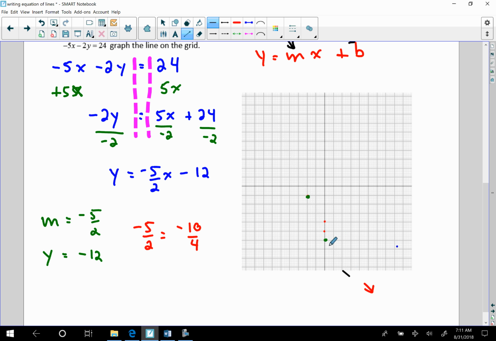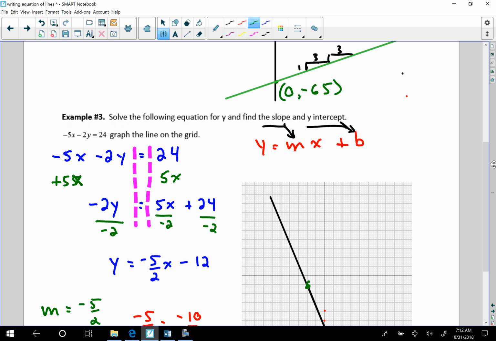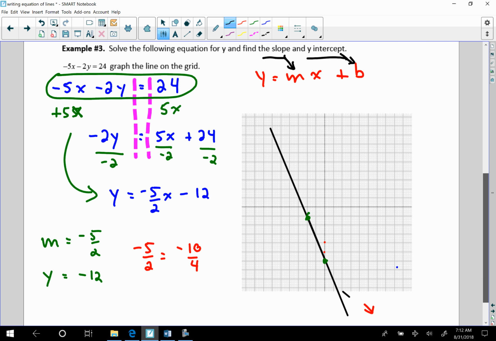I didn't get a very good line through those points. Maybe that was a little bit better. So that's the line that goes through those 2 points. That's the graph of the line. So I started out with a line that was written in this form. I wrote it in slope-intercept form. I pulled out the slope, and I pulled out the y-intercept, and I used those 2 numbers to graph the line. Let's go through the next example.